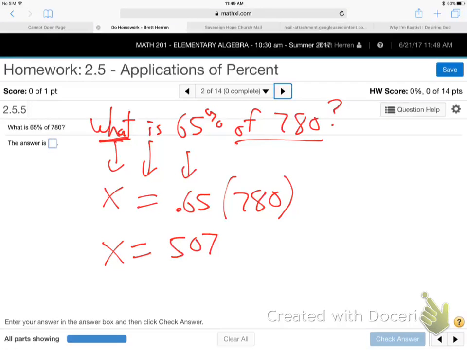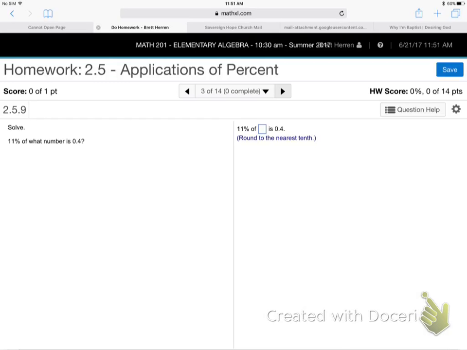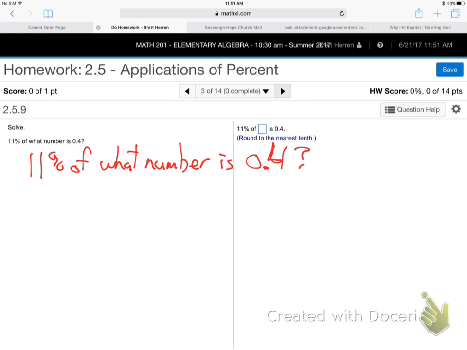Okay. So, 11% of what number is 0.4? All right, try that one. Direct translation again.